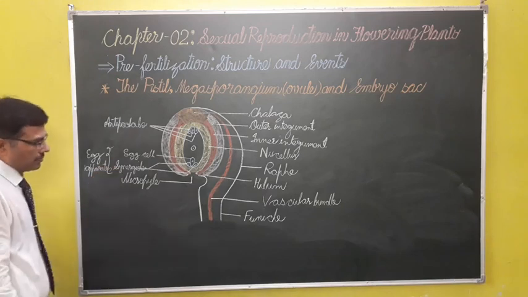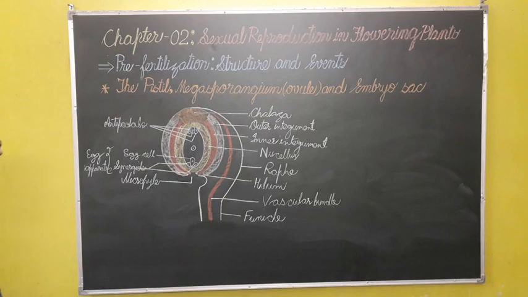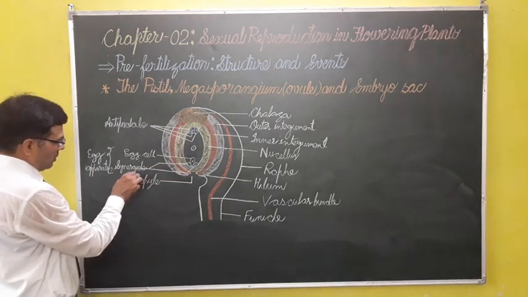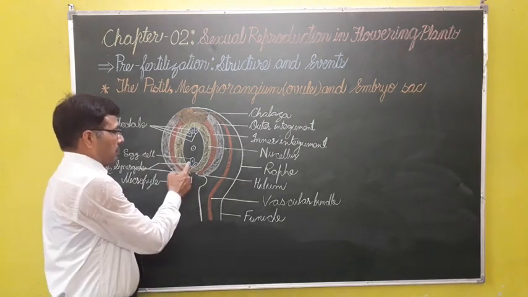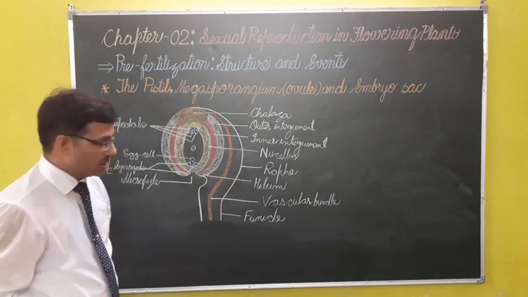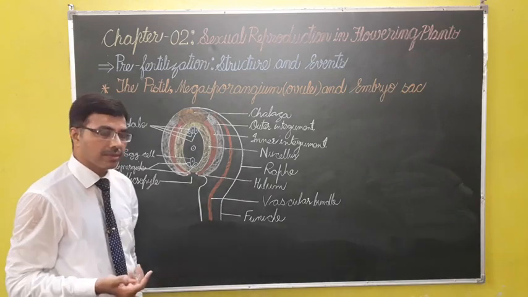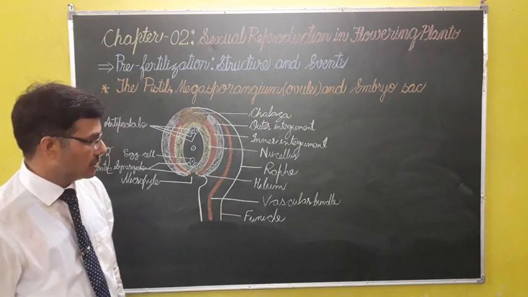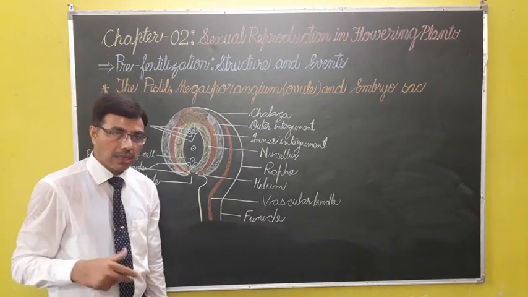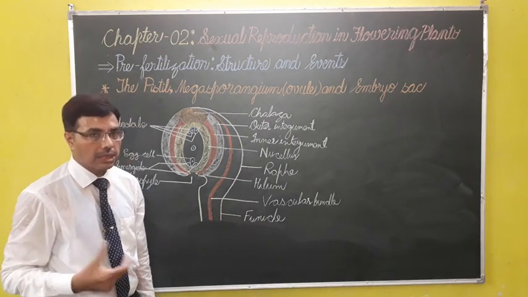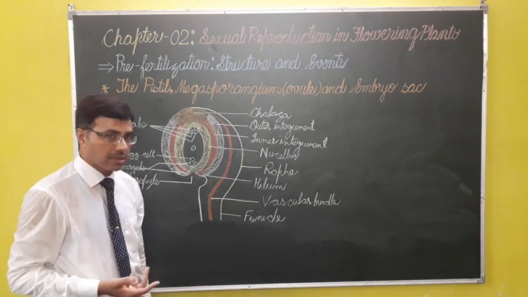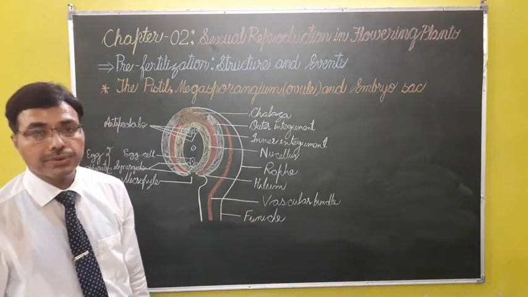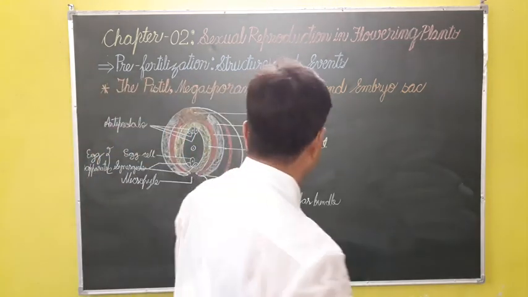Egg apparatus, right? Now, students, listen. This egg cell is actually the female gamete. It fuses with the male gamete, one male gamete, and the resultant cell is called the zygote, which soon starts undergoing mitosis, resulting in the formation of what? The embryo. Okay.